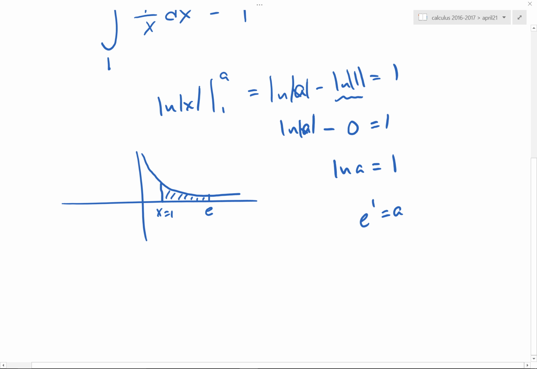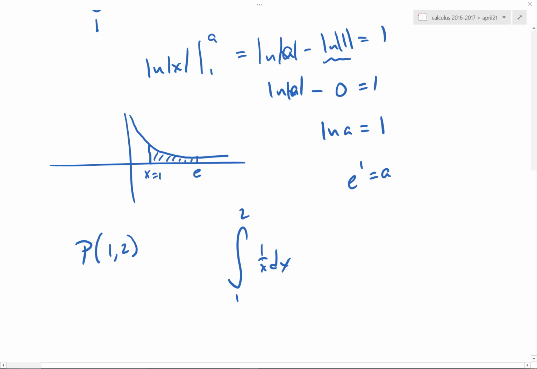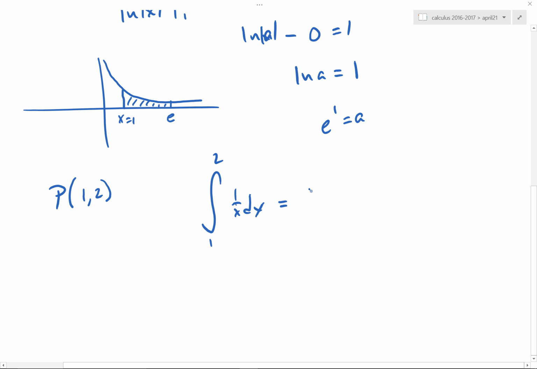Then there will be a follow-up question. What's the probability that you get a number between 1 and 2? I would take the integral of 1 over x, from 1 to 2. It would be ln of 2 minus ln of 1. This is 0, and this is 0.69. So there's a 69% chance of that happening.